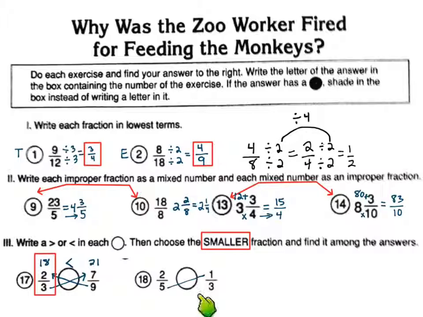Same thing on number 18. Take the bottom, 5 times 1, and that gives us 5. 3 times 2 is 6. 6 is greater than 5. However, we're choosing the smaller of the two values because that's what the directions want. And so we do 1/3. So number 18, you're going to match up with 1/3.